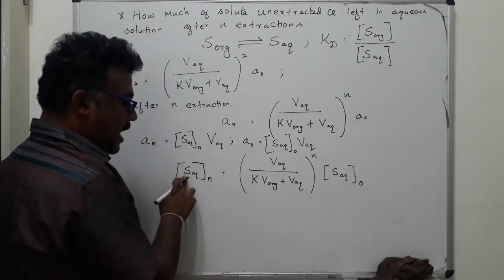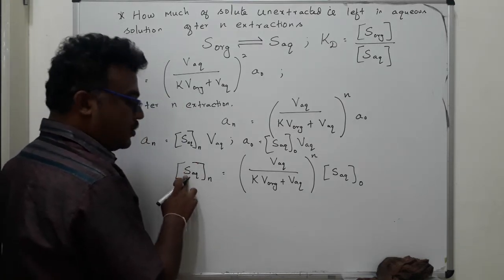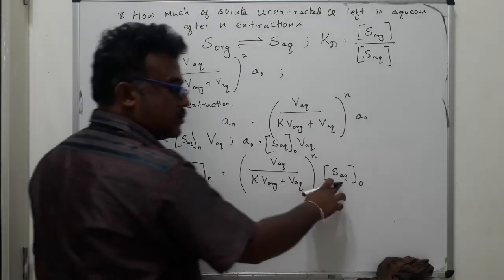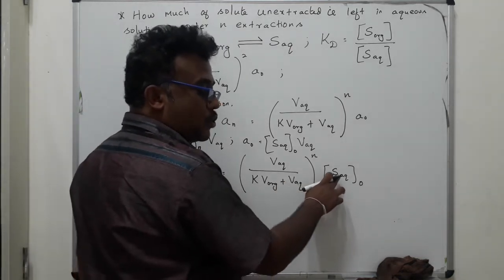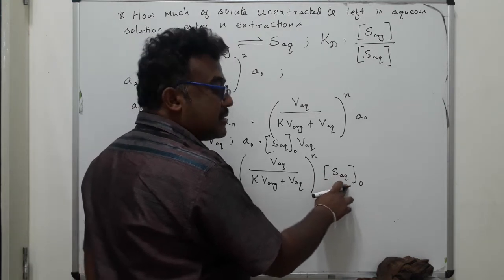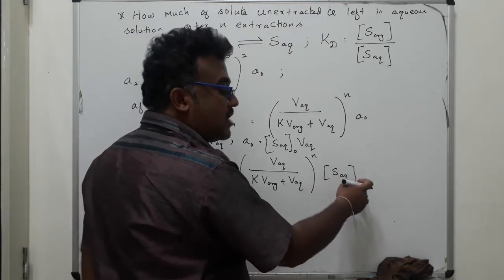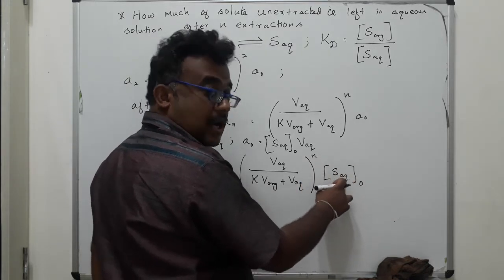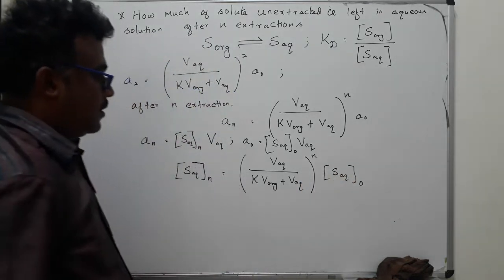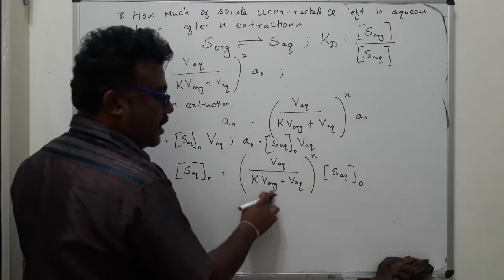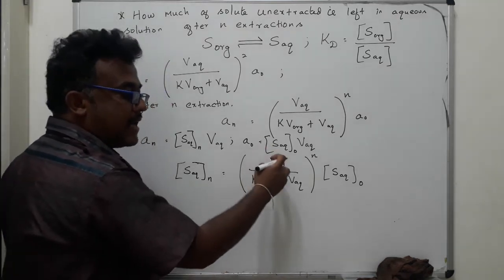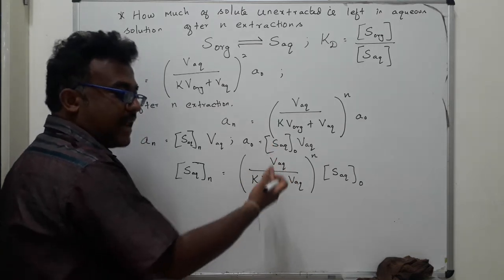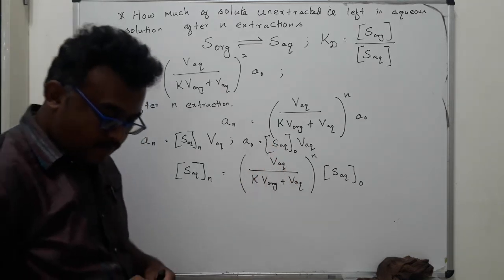This one is about the concentration of solute in aqueous after n extractions. This one is about the concentration of solute in aqueous at the start, I mean the initial concentration. That means the initial concentration of solute in the aqueous layer. Okay. V aqueous and V organic, that you know, are the volumes of organic as well as aqueous solution used in this extraction technique.